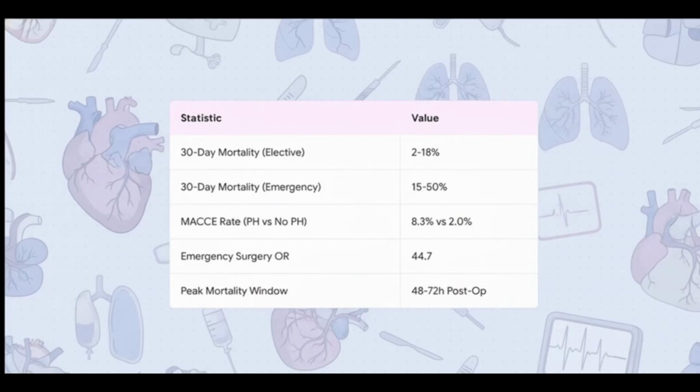The stakes are incredibly high. For elective surgery, patients with pulmonary hypertension can have a 30-day mortality rate as high as 18%. But look at what happens in an emergency. That can shoot up to 50%. And the adjusted odds ratio for mortality, it's a staggering 44.7. You heard that right. And here's the kicker. Most of these deaths happen within the first 72 hours post-op, usually from acute RV failure. This is exactly why we need a rigorous, structured plan.